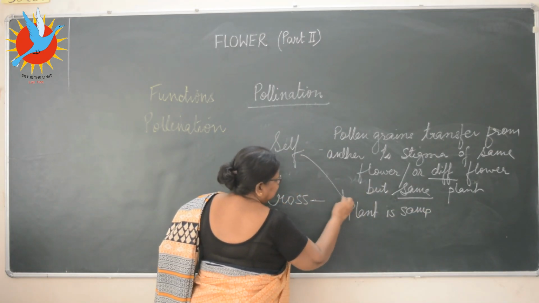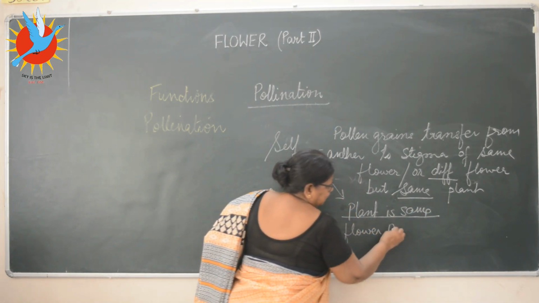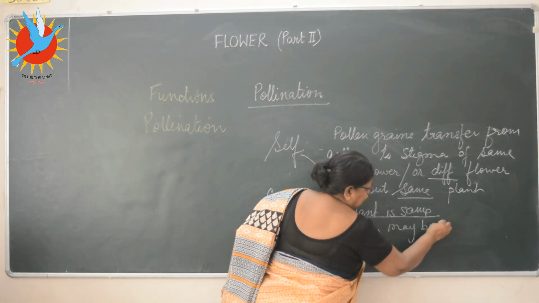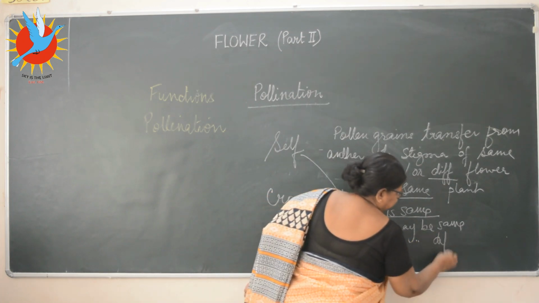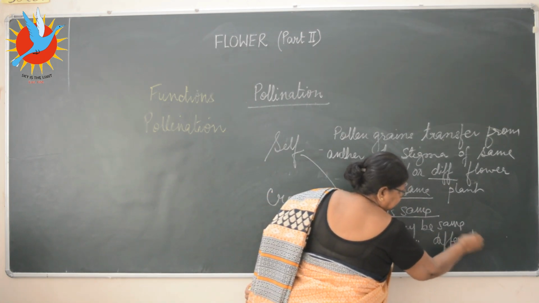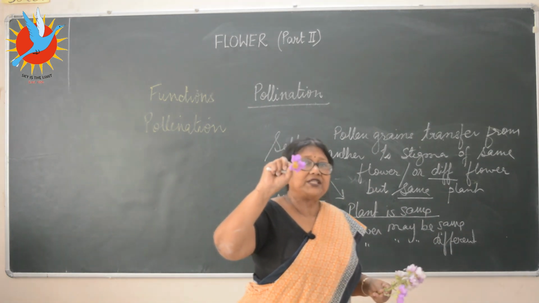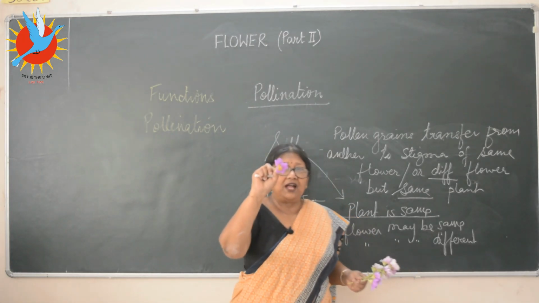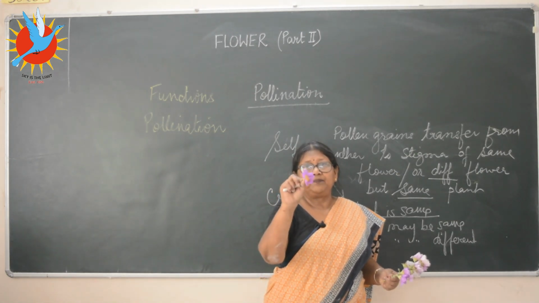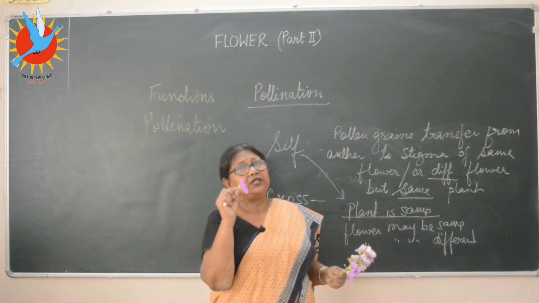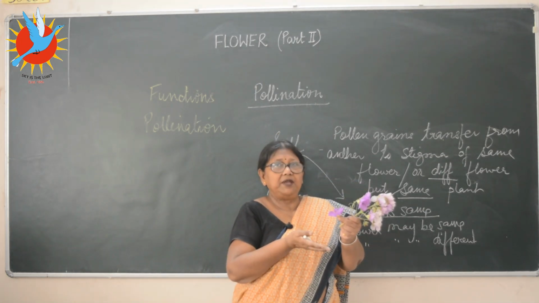For self-pollination, the plant is same. Flower may be the same flower, or the flower may be different. Alright? This is what you have to remember. But for self-pollination, what is very important? It has to be a bisexual flower. The flower which should have androecium and gynoecium both within it. It should have the male and the female, both the parts. Then only the pollen from the male part will fall on the stigma of the female part.